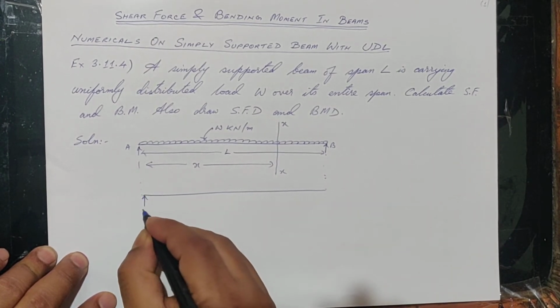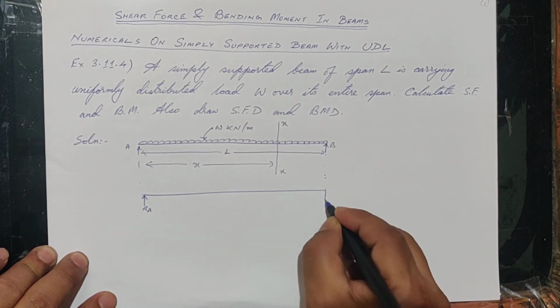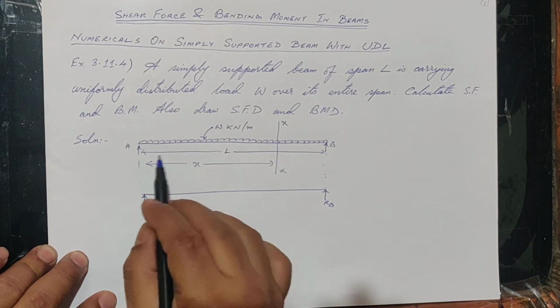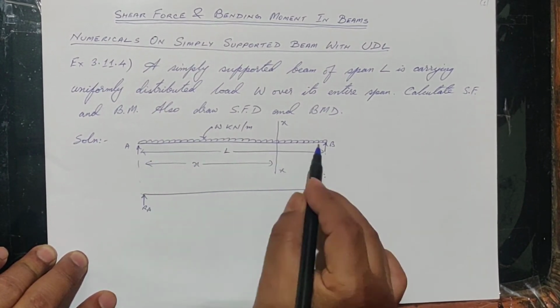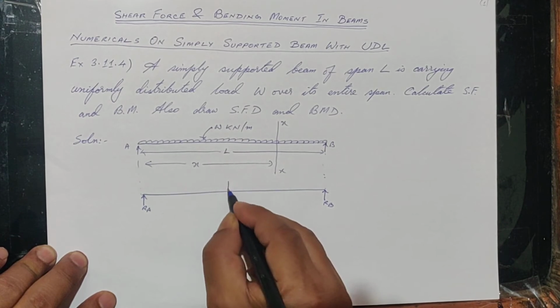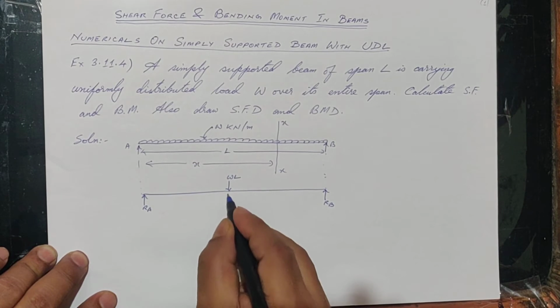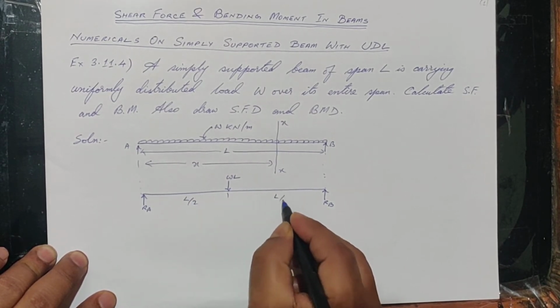Here we have RA, here we have RB, the reactions, and the UDL will be converted into W into the whole length, so WL, and it will act at L by 2, L by 2.